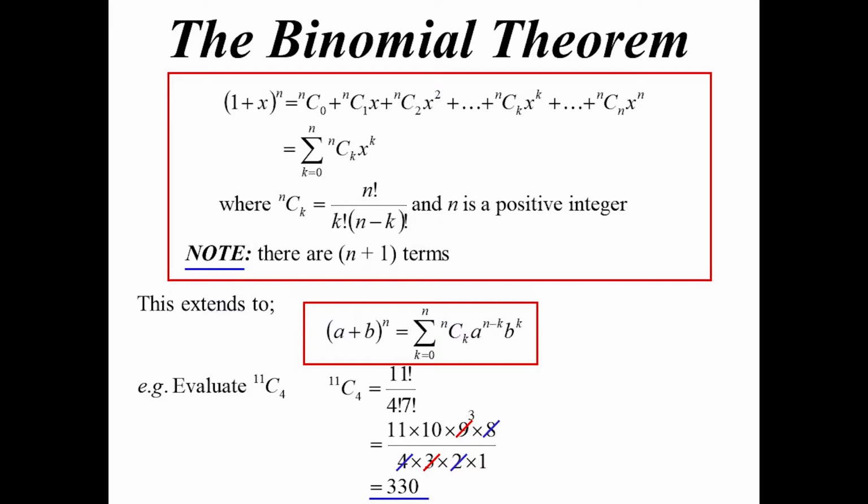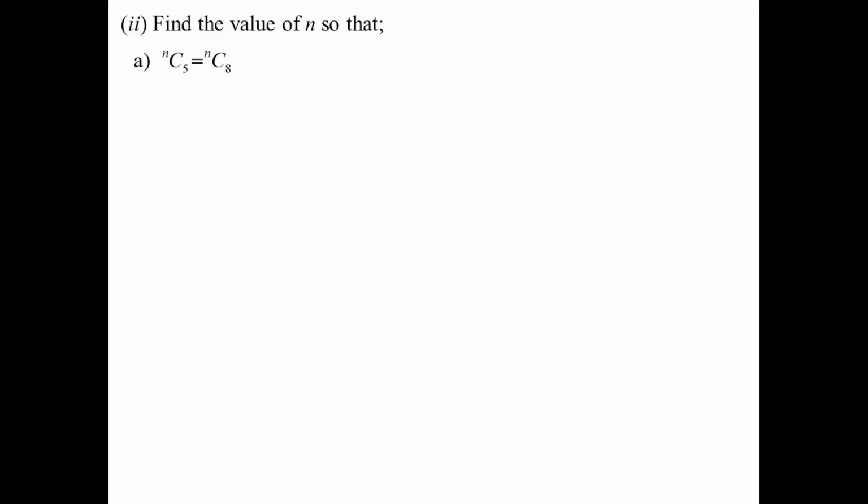That's how we used to do it in the good old days, when your calculators didn't have a combination button on it. You had to work it out the long way. It was fun. Right. Find the value of n, if nC5 is equal to nC8.